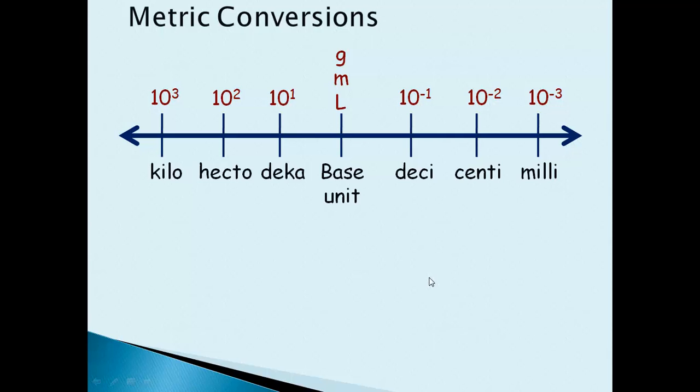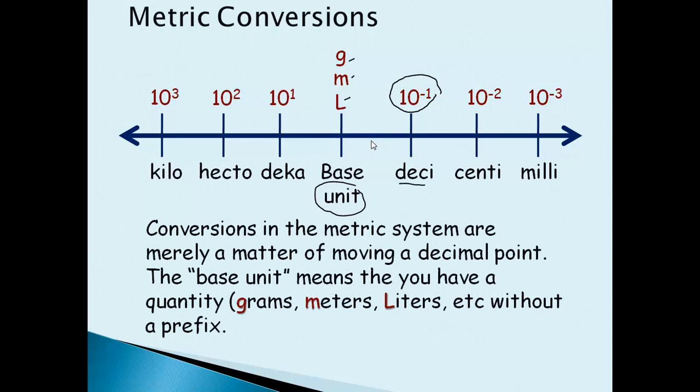All right, and this is kind of just a graphic to show how the main units from kilo to milli line up. There's always a base unit. That base unit can be grams, meters, liters, okay? And then if we add the prefix to that, it makes this much of a change, or it means we have this many of that base unit. All right, so conversions in the metric system are really a matter of moving the decimal point, okay?